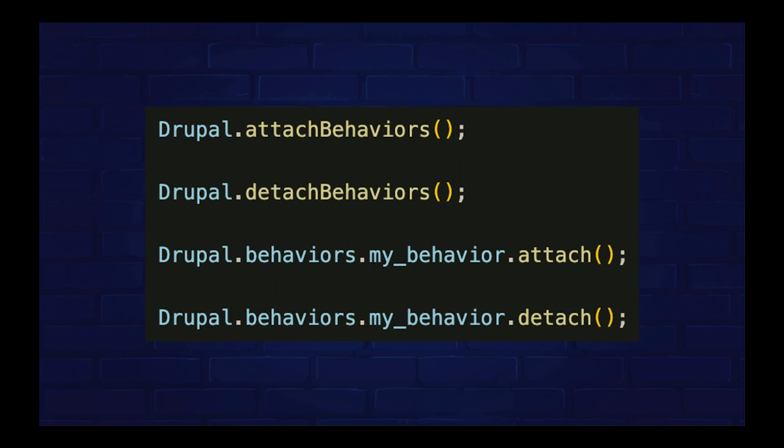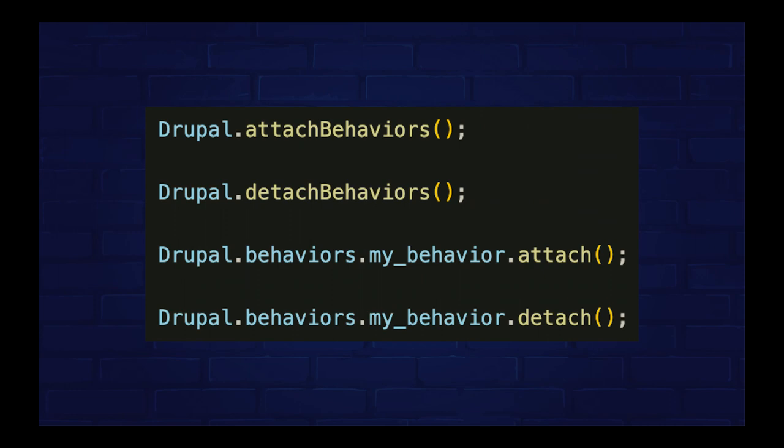And then under the hood, Drupal will call Drupal.attachBehaviors, and it will run through all the behaviors that were defined and all of their attached methods, or detach behaviors, and it'll run through and run all the detach methods that may have been defined. You can run these same methods in your JavaScript if you had a need to.